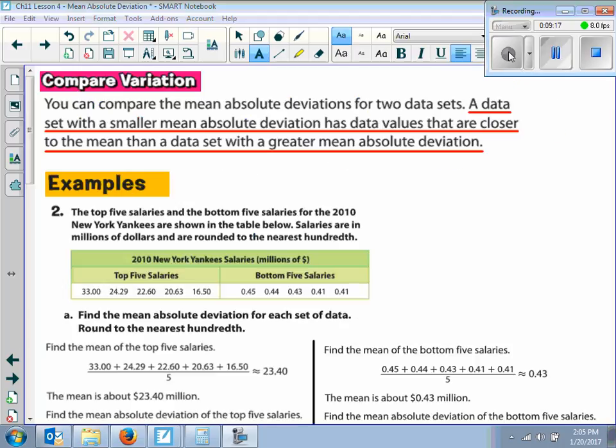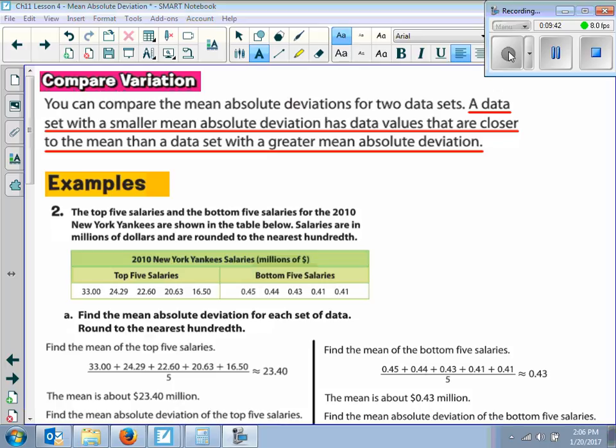So now we can compare variations, okay? When we compare, we'll be comparing the mean absolute deviations for two sets of data. The only difference between what we were doing before and what we're doing now is that there are two of them. Okay? And then we have to take a look at what's underlined in red. Please make sure you know this.